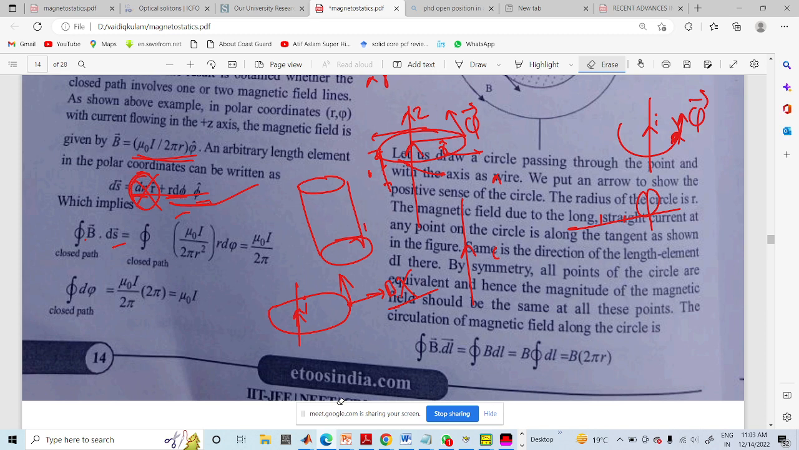So one more thing is missing here. So d phi is equal to 2 pi.